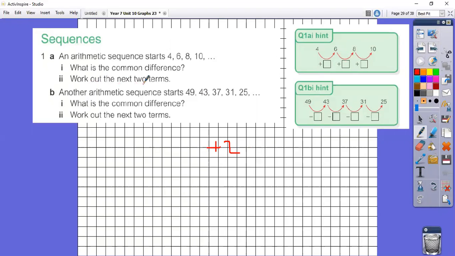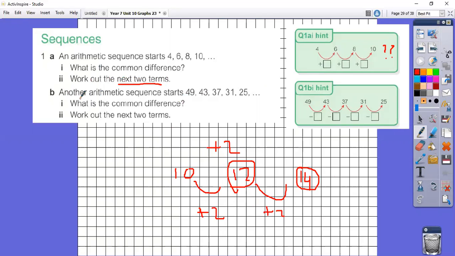So each time the terms are increasing by 2. And from there, work out the next two terms. So what will be here and here? So if we're increasing by 2, we've got 10 was the last term we had. So plus 2, that will give us 12. Plus 2 will give us 14. So the next two terms will be 12 and 14.